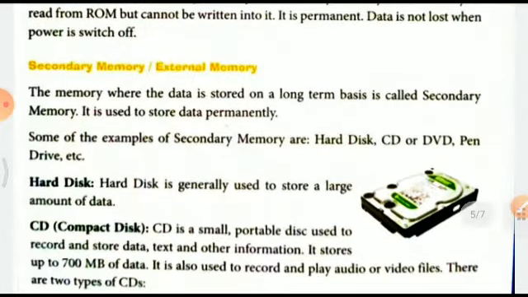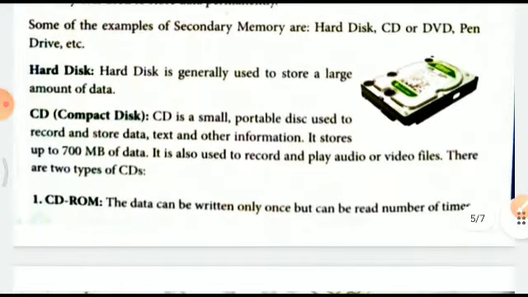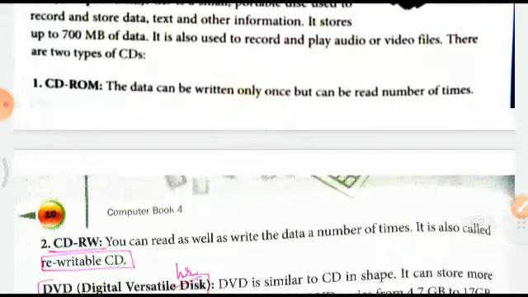Apart from that we have secondary memory or the external memories, right, where the data is stored for long term. The first being the hard disk. It stores a large amount of data. Then we have CD, a small portable disk used to record and store data. Then we have CD-ROM. Data can be written only once but can be read a number of times. Then CD-RW, it is a CD which is rewritable, right? We can read it, we can write on it a number of times, right?